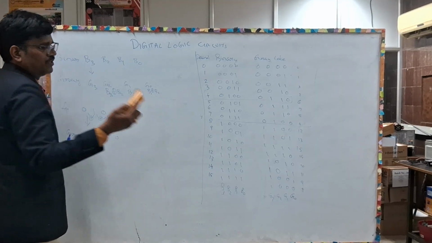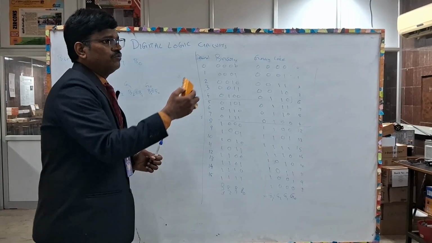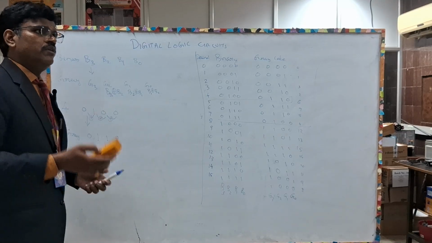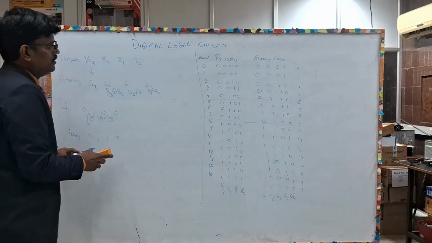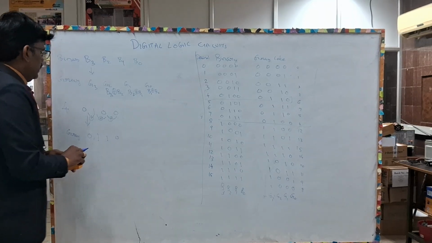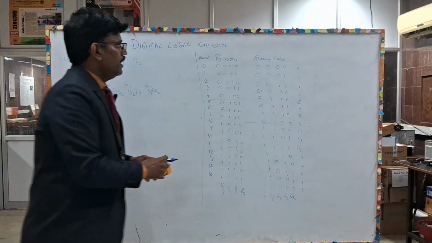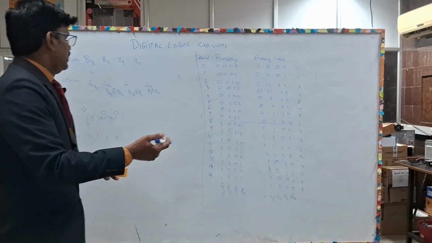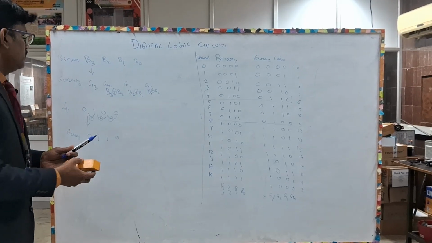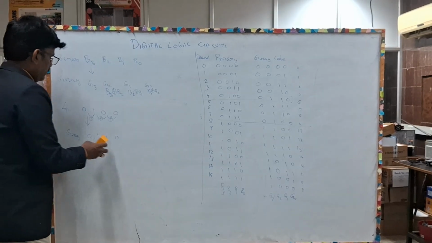This is by remembrance or how to get that value. Usually as a procedure, if you want to go for the code converters, we can take the truth table and get the reduction using the K-map. So, let us check with that value. This is obtained.